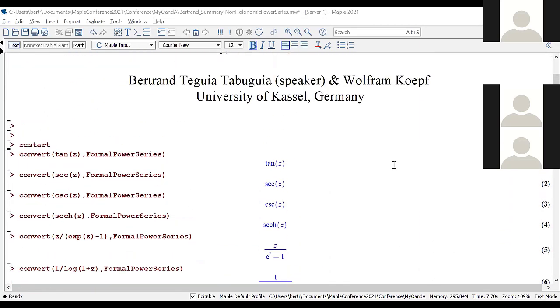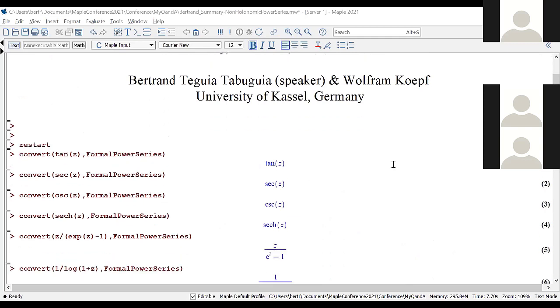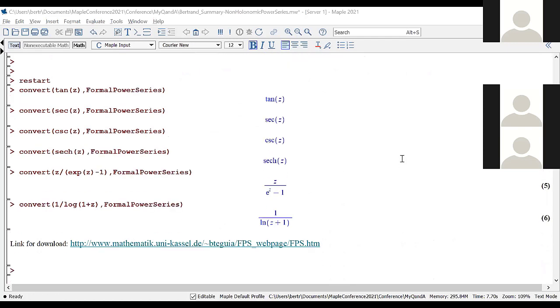Okay. Next question is about the sequences of numbers that arise in the representation of the non-holonomic functions. For instance, you mentioned Bernoulli numbers and Euler numbers for tangent of z or for secant of z, respectively. Did you encounter any other number sequences from combinatorics, such as Stirling numbers, for instance? Did you see any general pattern?